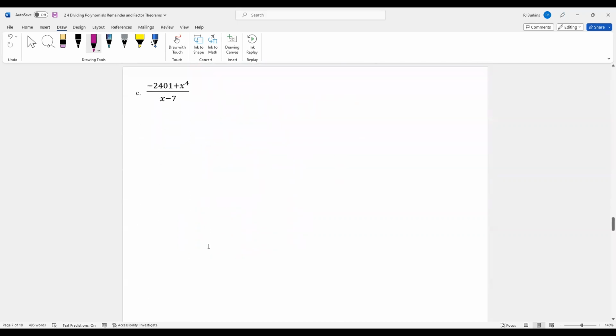This is another example that we've already done, so we know the answer, but let's go ahead and use long division. Remember that we need to put the c on the outside, which is 7 in this case, right? Because it's of the form x minus c already. Then I need to do descending order. So x to the 4th is my only power of x here, so I have a 1 in front of that. Then I have 0x cubed, 0x squared, 0x, and then finally my constant 2,401.